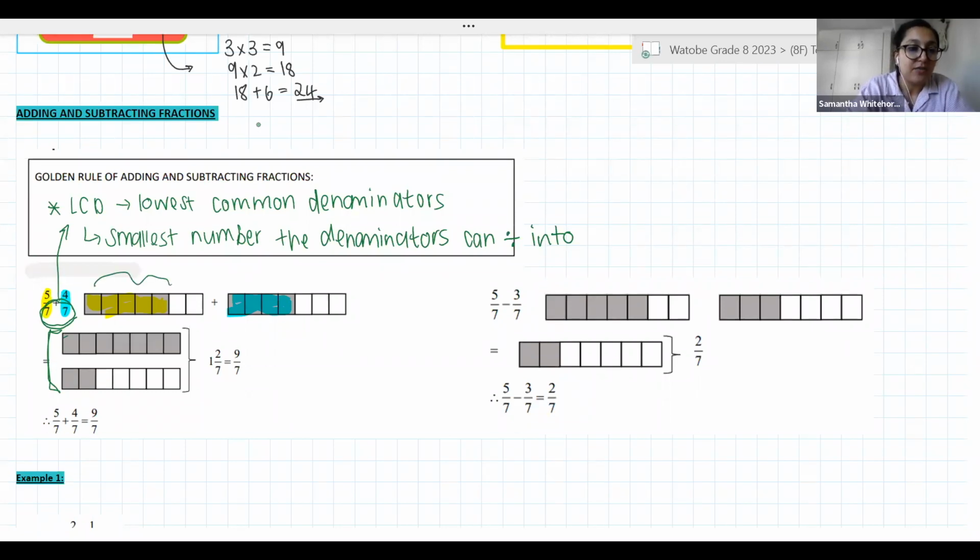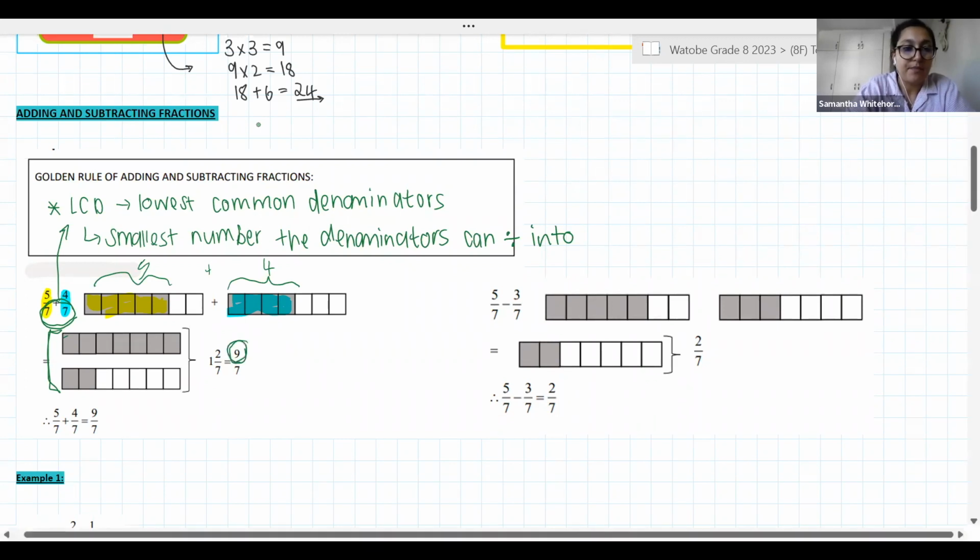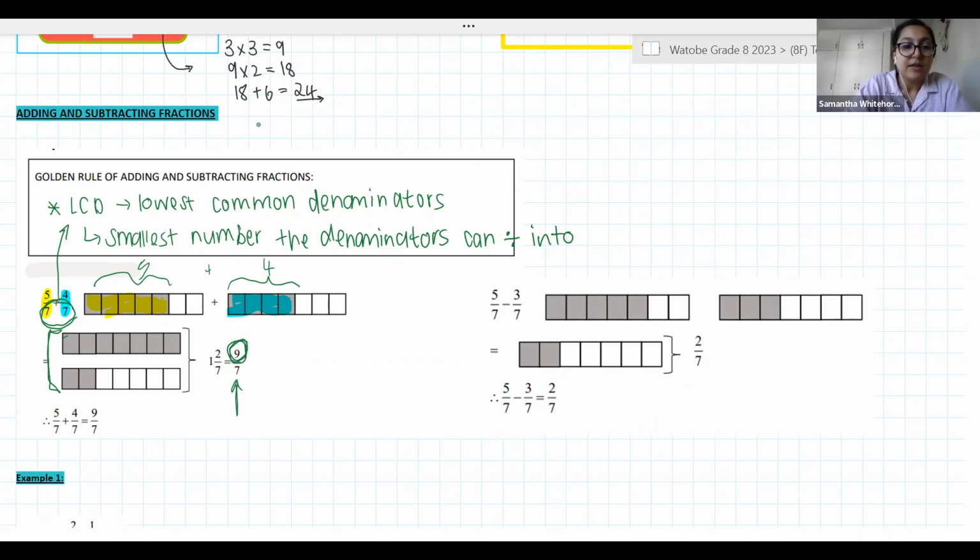And so I take these 5 blocks and these 4 blocks, and I add 4 and 5. That's where I'm getting that 9 from. It's still over the same denominator because I still have 7 blocks, or 7 parts to my whole, that I'm working with. And so in order for me to be able to add, I have to have an LCD. The same thing happens when I subtract.